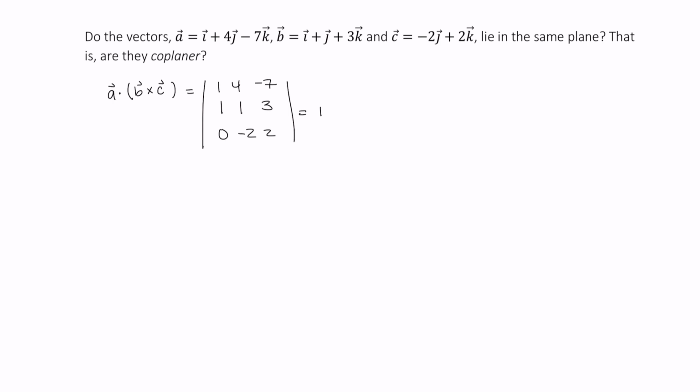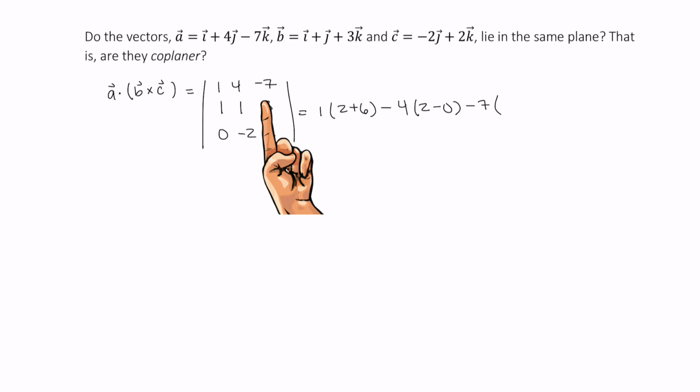So this becomes 1. Now cover up the two numbers below the 1 to get 1 times 2 is 2, minus negative 2 times 3, which is negative 6, so I'll get a positive 6, minus 4. Again, cover up the two numbers below, and we multiply by 2 minus 0. And then finally, cover up the numbers below the negative 7. And here we multiply 1 and negative 2, and then from that we subtract 0. So this becomes 8 minus 8 plus 14.